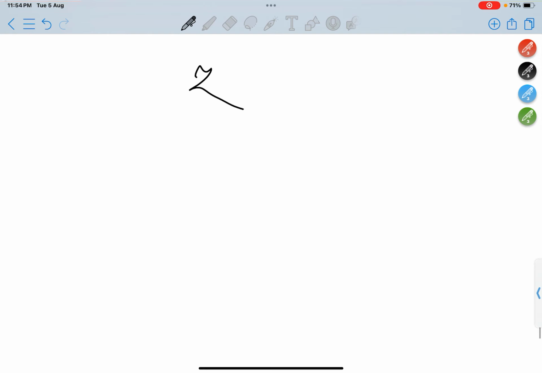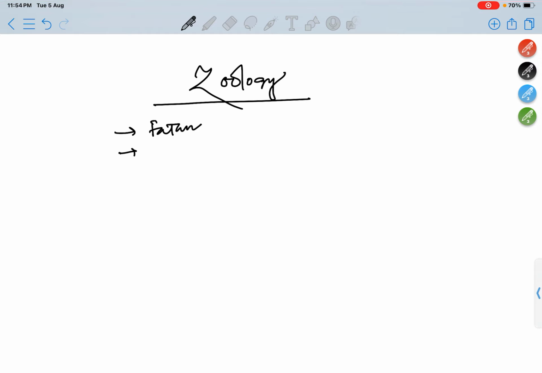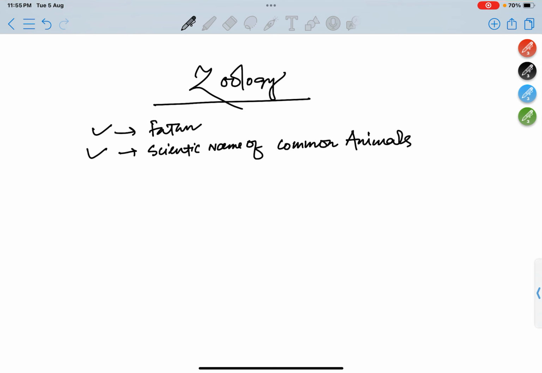Now we'll go for zoology. In zoology, first of all, you should know who is called the father of zoology. Then classification, you don't need everything, directly skip. Then you should know some scientific names of common animals. There is a list in the book. Just refer to that list: dog, cat, cheetah, chimpanzee. So these are very common. You should know them.